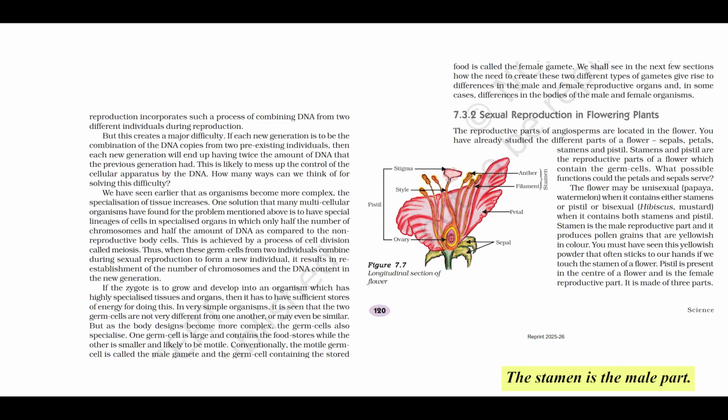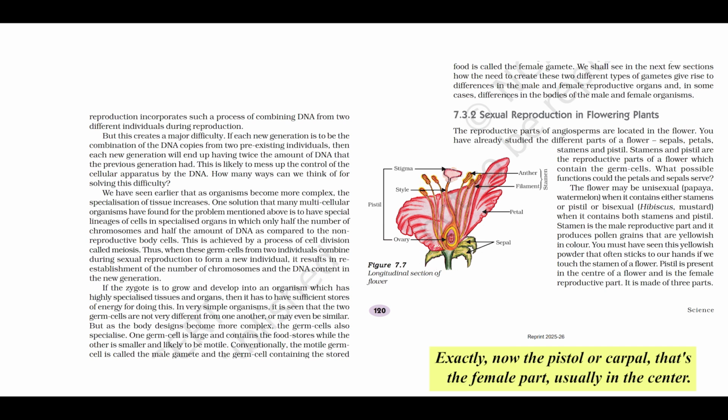The stamen is the male part. It typically has a stalk called the filament, and at the tip, the anther. The anther is where the yellowish pollen grains are produced. You've probably seen pollen powder. These pollen grains contain the male germ cells, or male gametes. Okay, stamen makes pollen, pollen has male gametes.